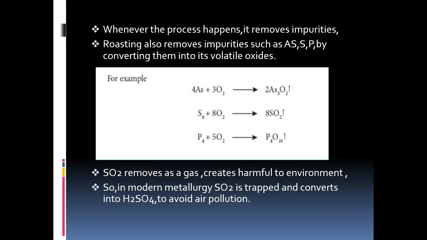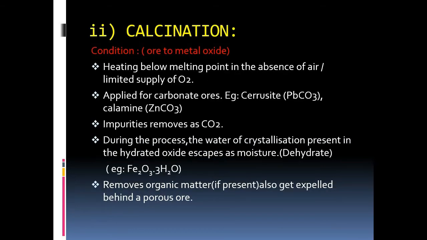Then next, calcination. This is also a process for converting the ore to the metal oxide, but only one condition differs from roasting: it is heated in the absence of air. Like roasting, we give heating below its melting point, but in the absence of air. But not always like that. Sometimes we need to give a limited supply of oxygen or some air. It is exclusively applied for carbonate ores, for example cerussite, lead carbonate, or calamine, zinc carbonate.